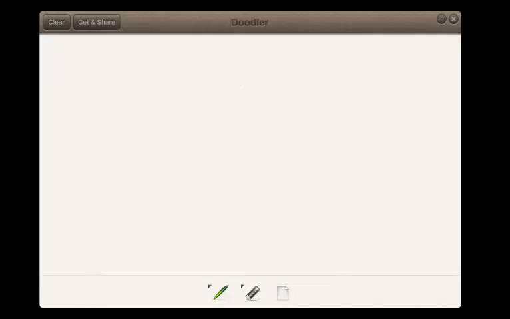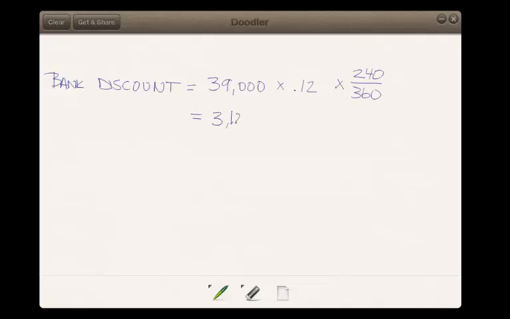The maturity value is $39,000 and the interest rate is 12%. So let's calculate the amount of the bank discount. So the bank discount is equal to the maturity value times the rate times time. Now it's a 240-day note. So again, we put that in terms of a year, 240 over 360. So we get $3,120.